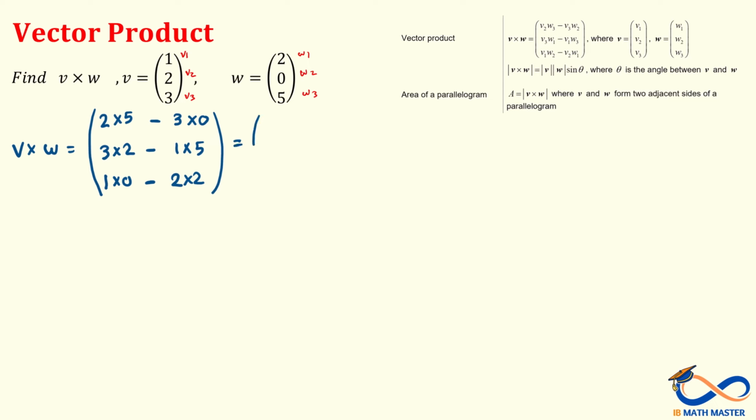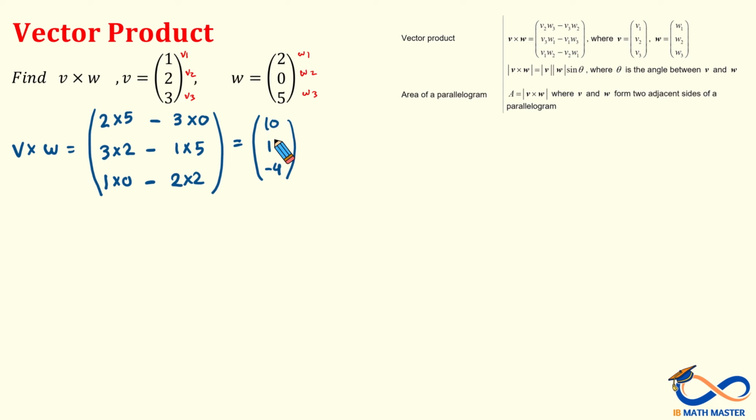Here we have 2 multiplied by 5, which is 10, minus, this is 0, here 3 times 0, so 10 minus 0, which is 10. Here we have 3 by 2, which is 6, 1 times 5, 5, so we have 6 minus 5, which is 1. And down here we have 0 minus 4, which is negative 4. So this is the vector product between v and w. V multiplied by w will be a new vector, which is 10, 1, negative 4.